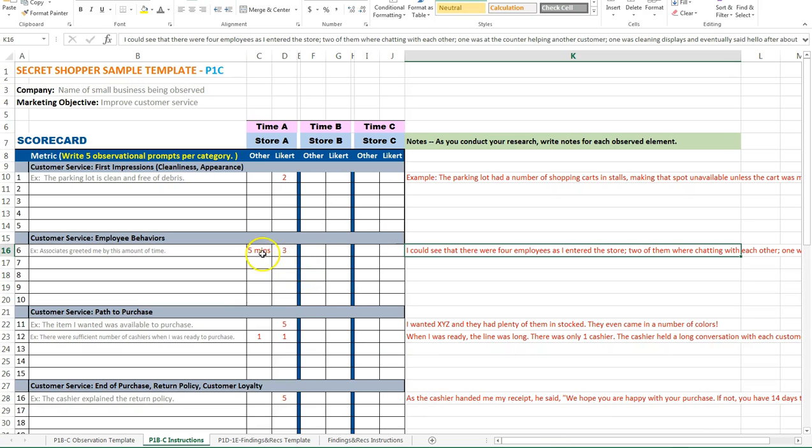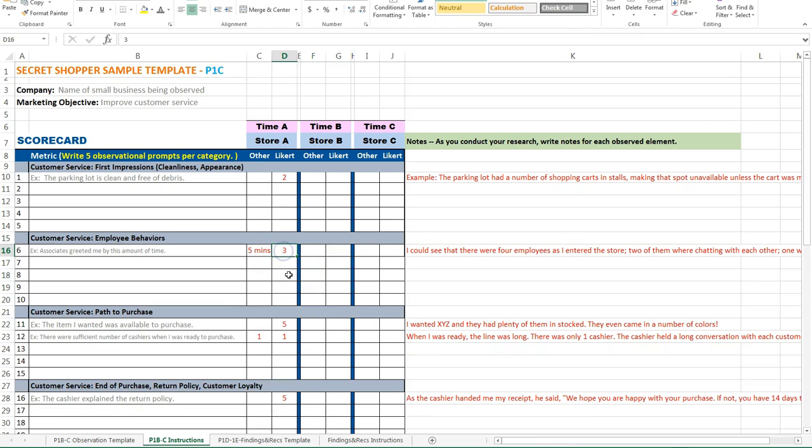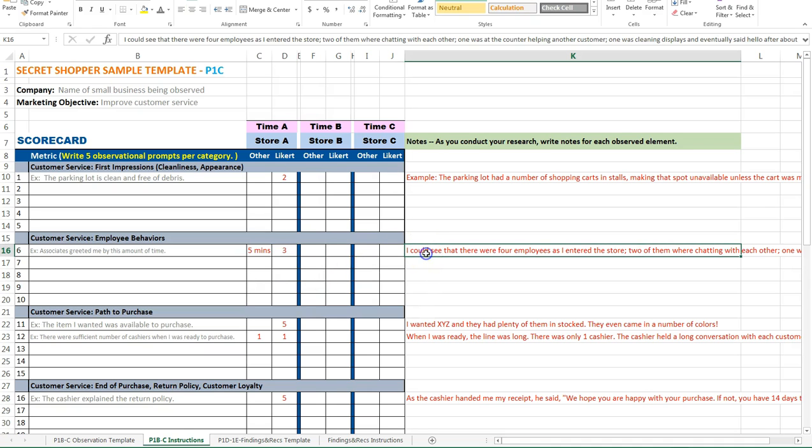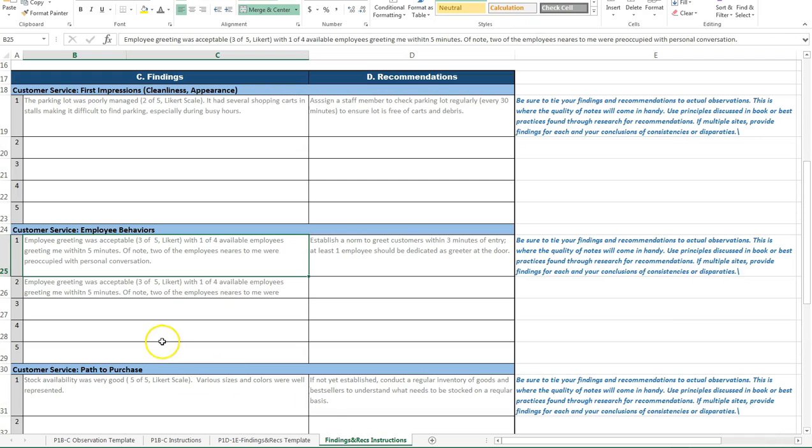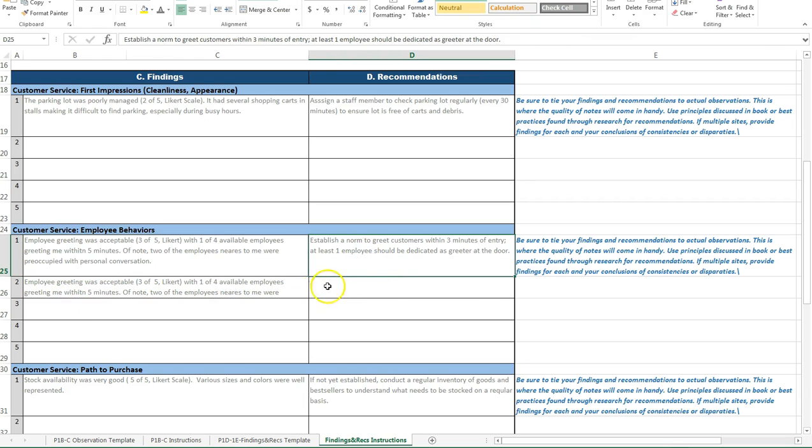See, it doesn't really make any sense to just write a 3 without the verbiage that says why that was a 3, right? So then when you go into your observations, you can say, in this case, employee greeting was acceptable, 3 of 5, with 1 of 4 available employees greeting me within 5 minutes. Of note, 2 of the employees nearest to me were preoccupied with personal conversations. And so that's why I gave it a 3.